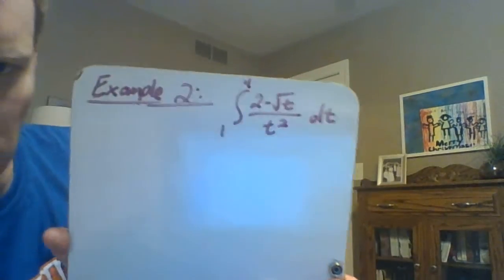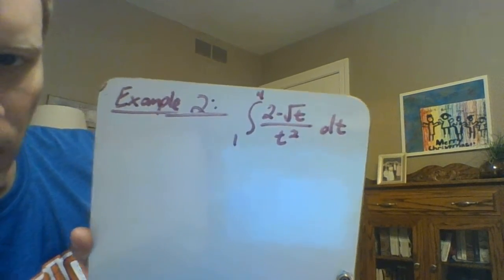I want to do a little harder one here, but I think it would be helpful to at least see another one. So here we go. Example 2. The integral from 1 to 4 of 2 minus square root t over t squared dt. Okay. All right, so here we go.